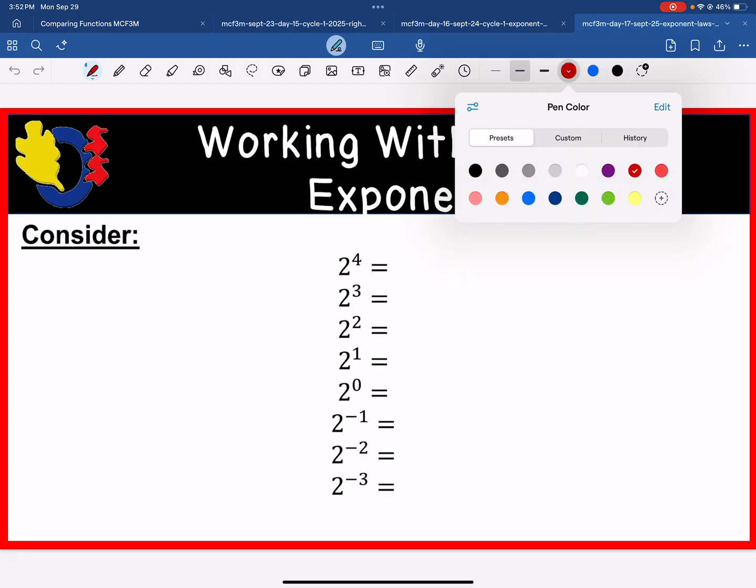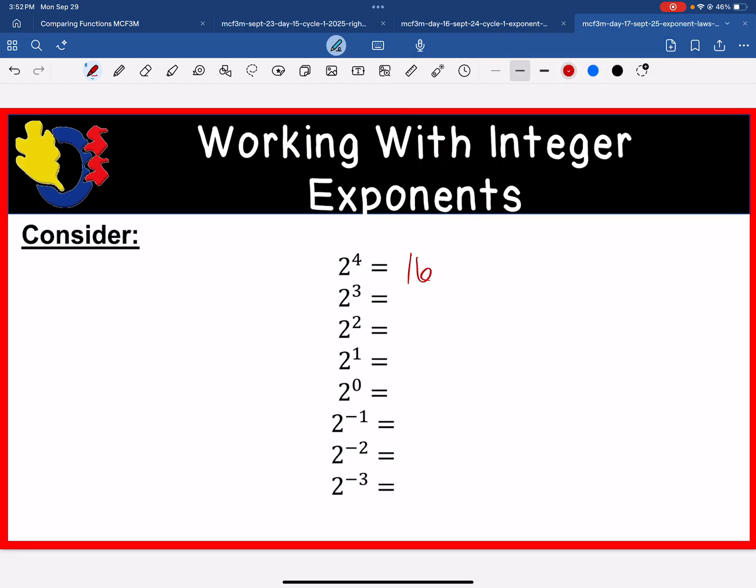So 2 to the exponent 4 is 16, 2 cubed is 8, 2 squared is 4, 2 to the exponent 1 is 2, any number to the exponent 0 is 1, 2 to the exponent negative 1 is a half, 2 to the exponent negative 2 is a quarter, and 2 to the exponent negative 3 is 1/8.